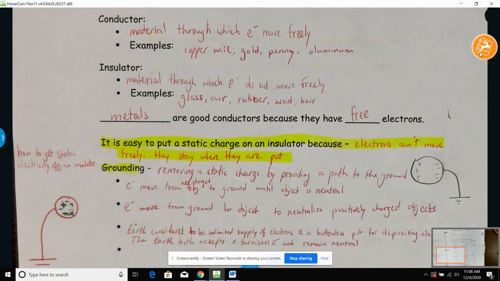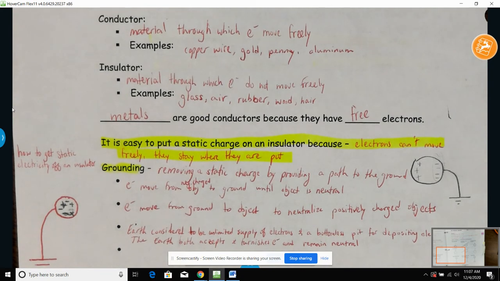Now you have something called an insulator. An insulator is a material through which electrons do not move freely about. Once they get on there, they're kind of locked in place for the most part. They are localized in that specific region where the charge was put. Metals are good conductors because they have free electrons. It's super easy to put a static charge on an insulator because electrons can't move freely.